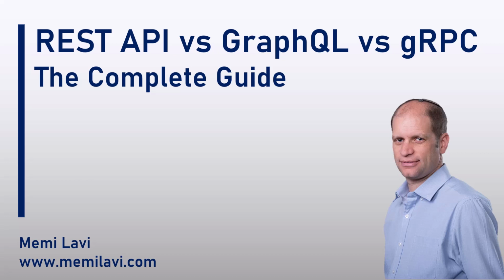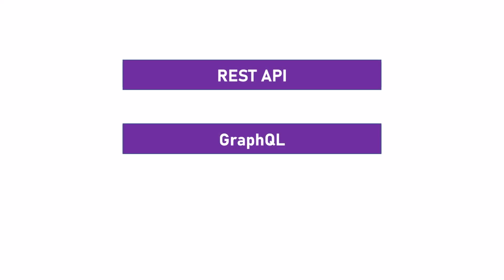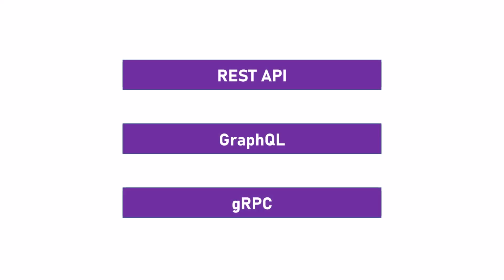Web APIs are all over the place and almost every web app exposes one. However, there are quite a few web APIs in use today, namely REST API, GraphQL, and gRPC. And it's not easy to choose the best one for your project. And in this course, we are going to do just that.